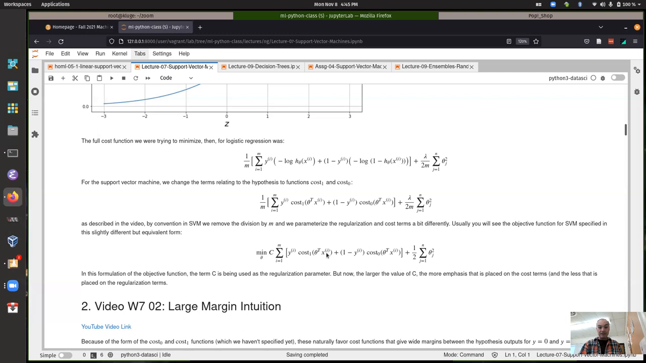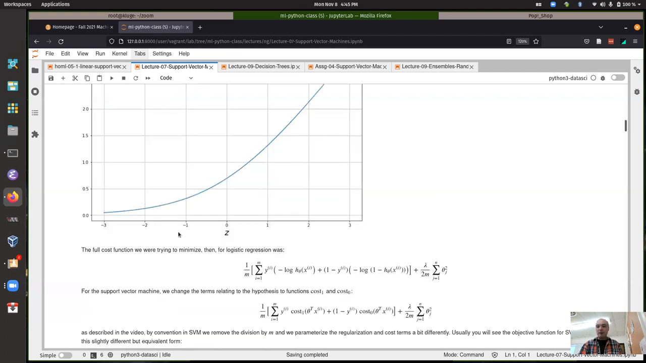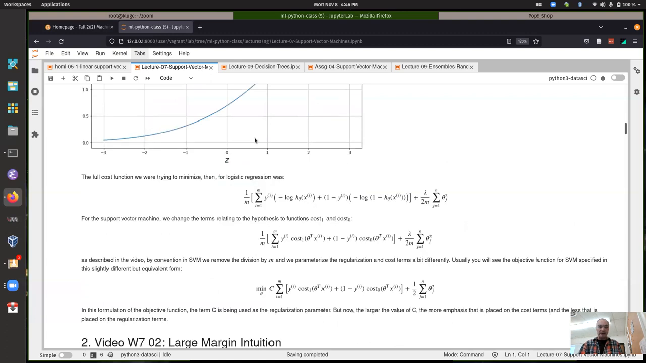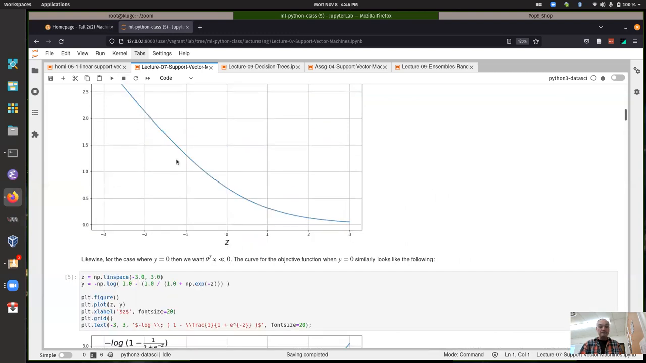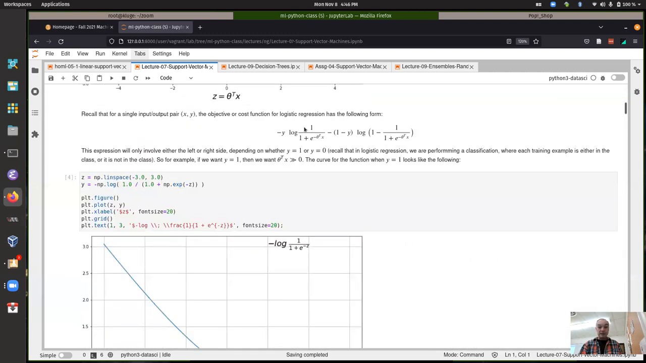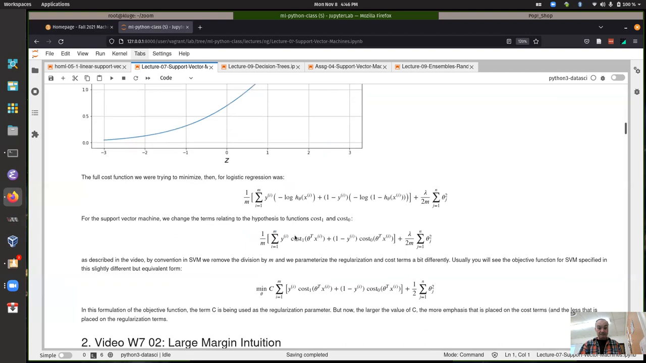I'll go into that, right? But this function has pretty much the same form as this, the same purpose. So if you understand this intuitively, these are doing the same thing, right? So this is the cost when the true value is one, which for logistic we used this part here to the left, and this is the cost when the true value is zero.